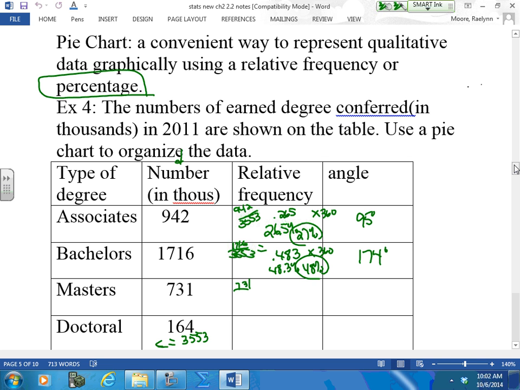731 over 3553. Divide it out, 3 decimals. Multiply it by 360. This will give you your angle. These are where all these numbers come from. Everybody seeing this? Part over whole, that's all it is. Give me 3 decimals on this. You don't want to lose your percent.